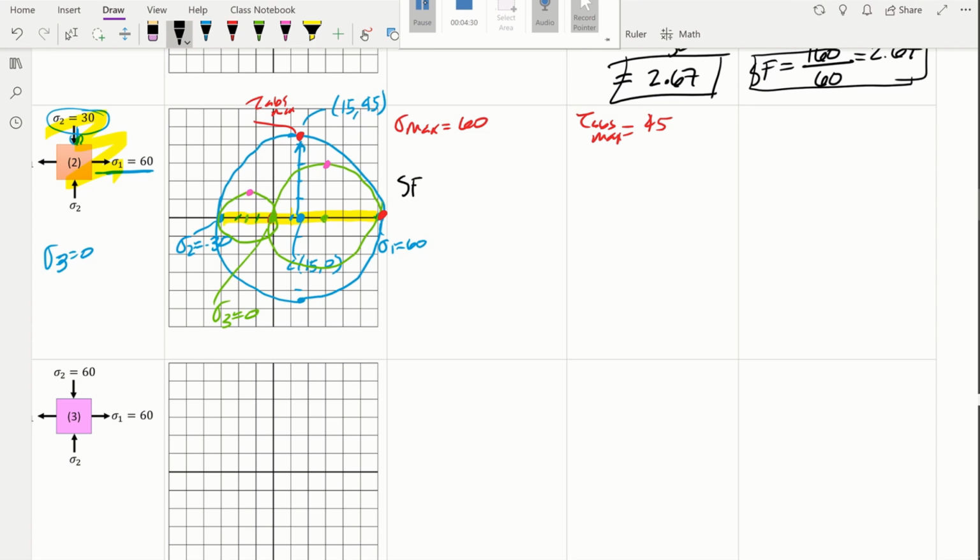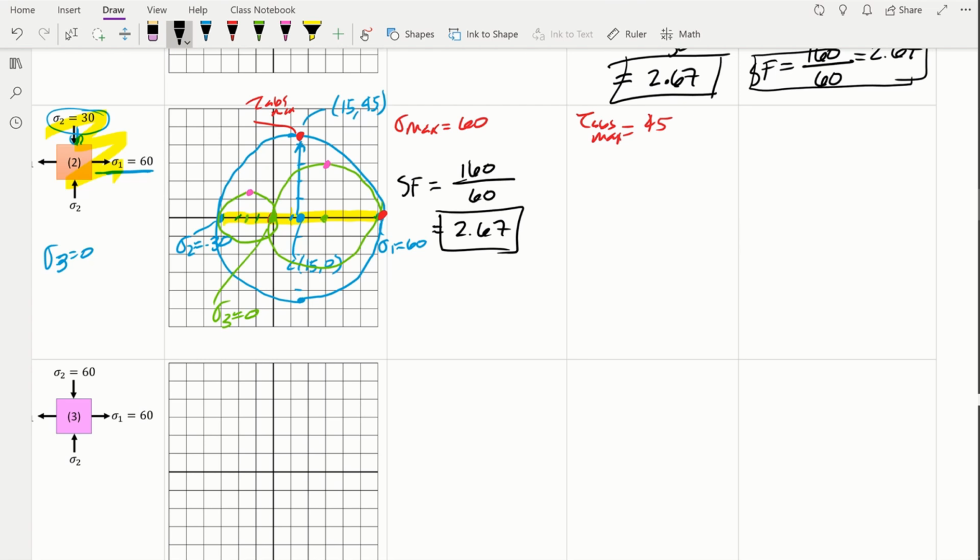So safety factor for max normal is going to be 160 divided by 60. So we plug this in the calculator, we get 2.67. We've done this one before. If we calculate the safety factor for max normal, remember, we're going to take the yield strength and we're going to divide by 2.